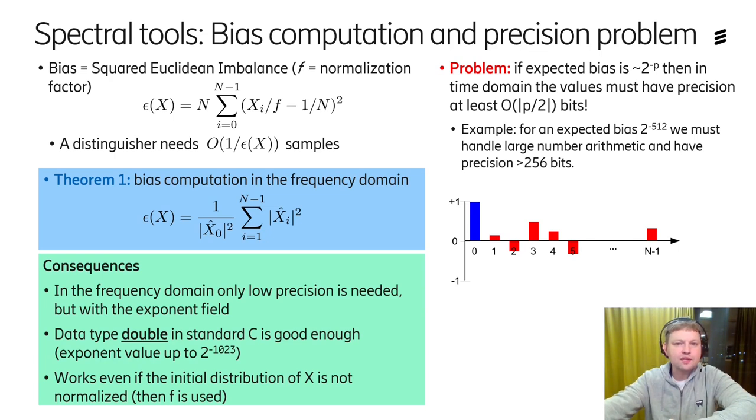Let's again have a look at the right picture with the values in the frequency domain. We have shown that in the frequency domain, the bias is actually the sum of those red boxes at all non-zero locations, but each red value should be taken to the power of 2. The zero point value is again a normalization factor. The consequence of this observation is that in order to handle small biases in the frequency domain, we only need a few bits of precision, but the exponent field should be there and it should be preserved. So the standard C-type double works very well for storing the spectrum of a noise distribution, even if the bias is very small, so we don't need to use a long number arithmetic in the frequency domain.